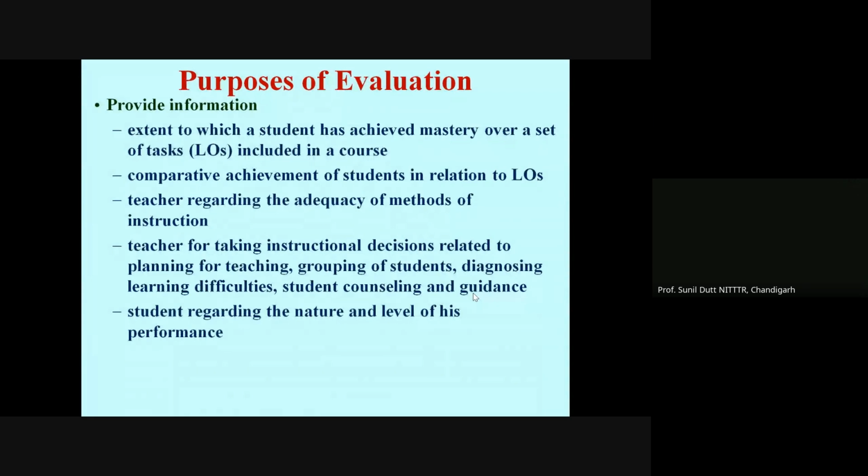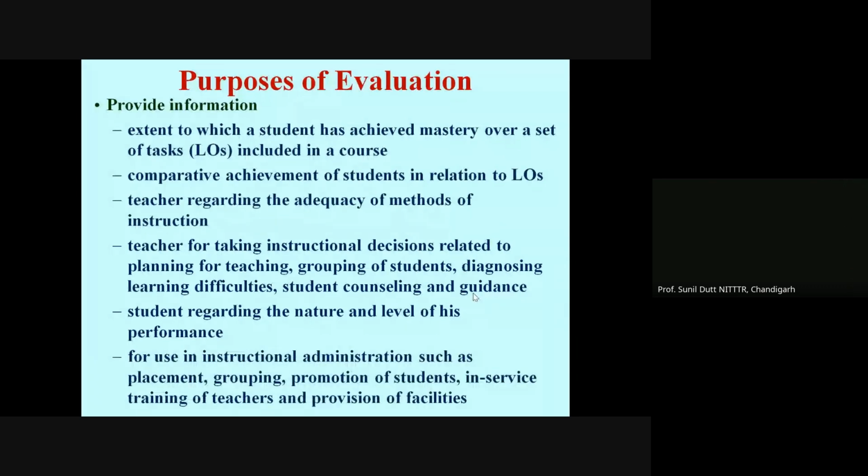It also provides information to the student regarding the nature and level of his performance. Even the result is given to the parents. They want to know to what extent their children have attained mastery over the set of learning outcomes.